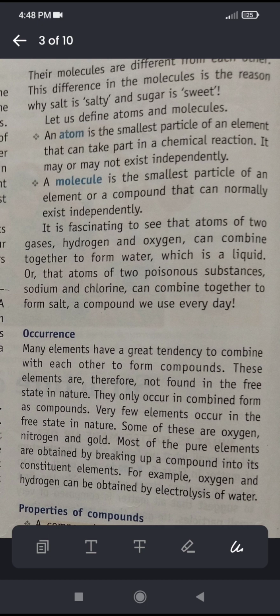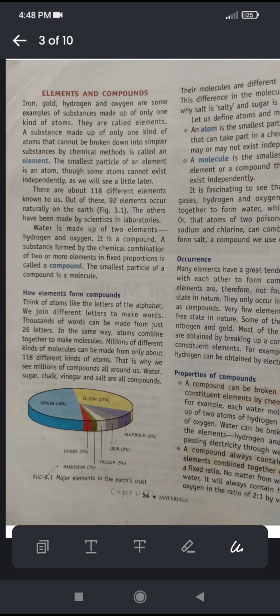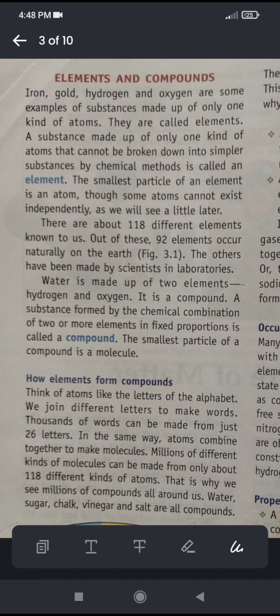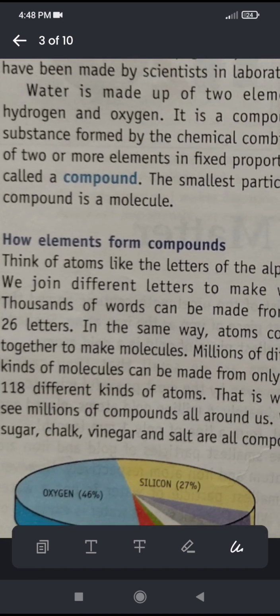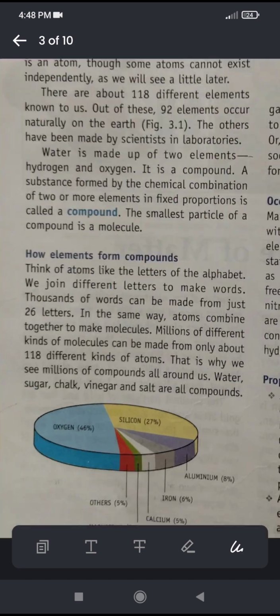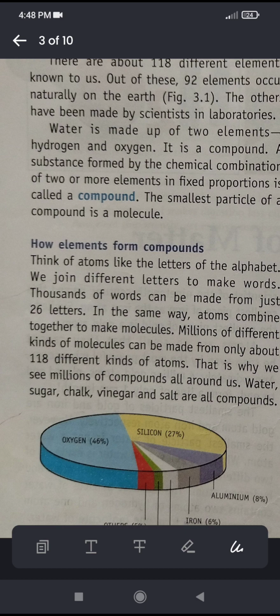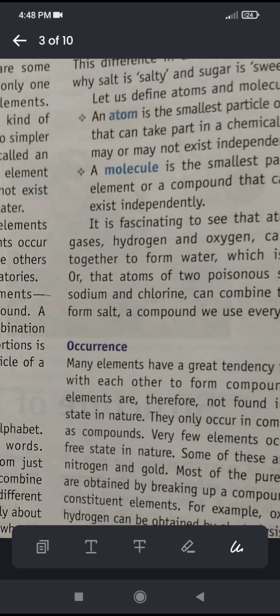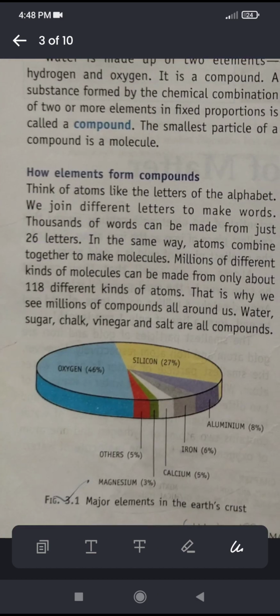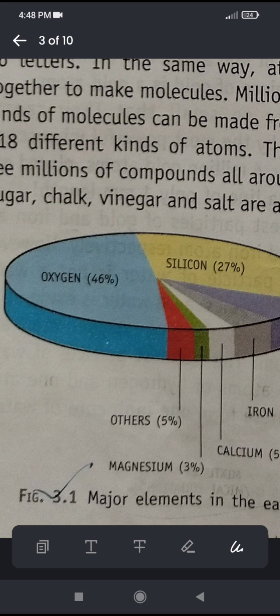Okay, got it. So this much is for today's video. In the earlier video we got to know what matter is made up of, and elements and compounds. In today's video we learned how elements form compounds, and the occurrence of elements, compounds and molecules. And the last thing we want to see is the table, figure 3.1.